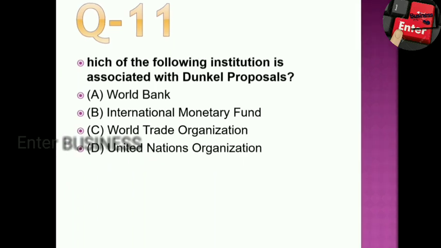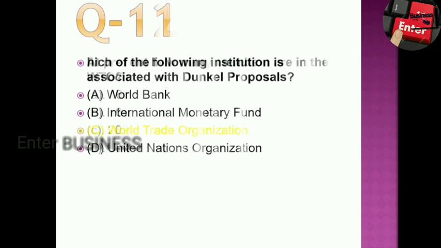And the next one is, which of the following institution is associated with Dunkel proposals? Option A, World Bank. Option B, International Monetary Fund, IMF. Option C, World Trade Organization, WTO. Option D, United Nations Organization. So the correct answer is option C, World Trade Organization.